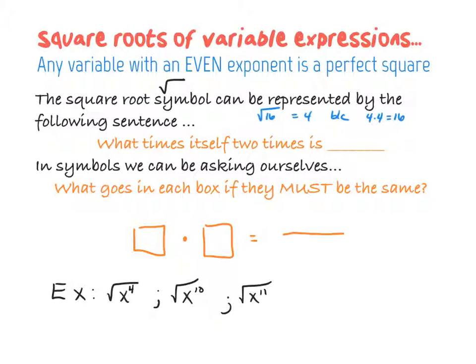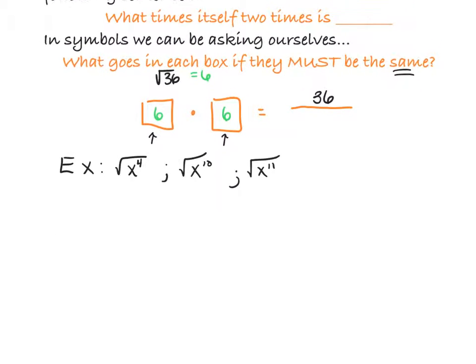Another helpful way to think about square roots is to draw a picture, and that's what I have down here. So if I ask myself, for instance, with numbers first, what is the square root of 36? I'd be asking myself, what would I put in each of these boxes that are the same, and if I multiplied them together, I would get 36. Well, that's why the square root of 36 is equal to 6, because I would put a 6 in each of these boxes. So when we start to transition to variables, anything with an even exponent will be something that we would be able to figure out by hand.